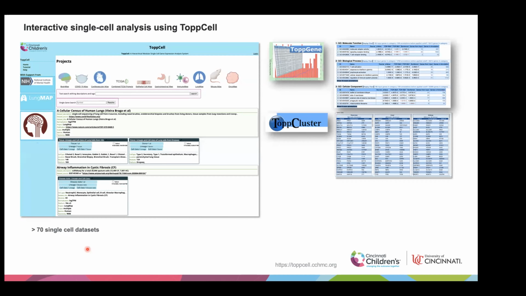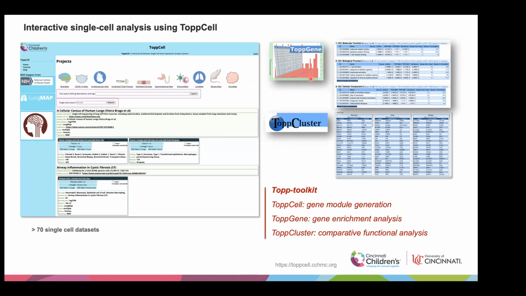This is a web portal that we built for ToppCell, and currently we have already curated more than 70 separate single cell datasets. They are all after quality control and well annotated. And with that, we combine with ToppGene and ToppCluster, which make up the ToppGene toolkit, and each of them has separate functions for gene module generation, gene enrichment analysis, and comparative functional analysis.